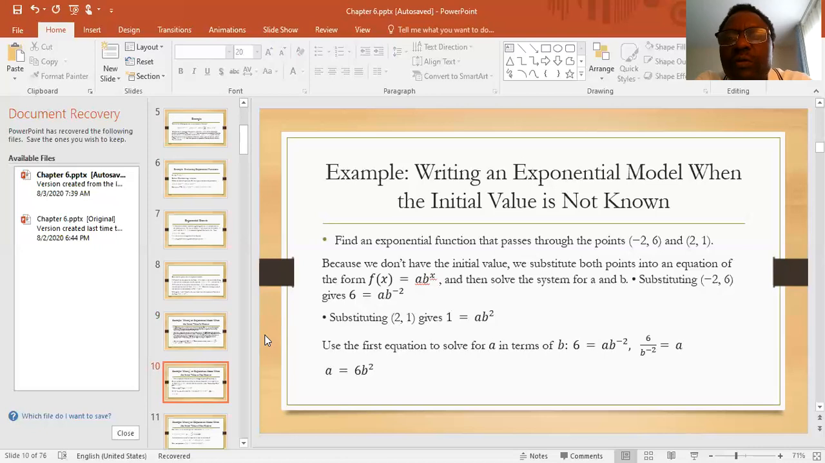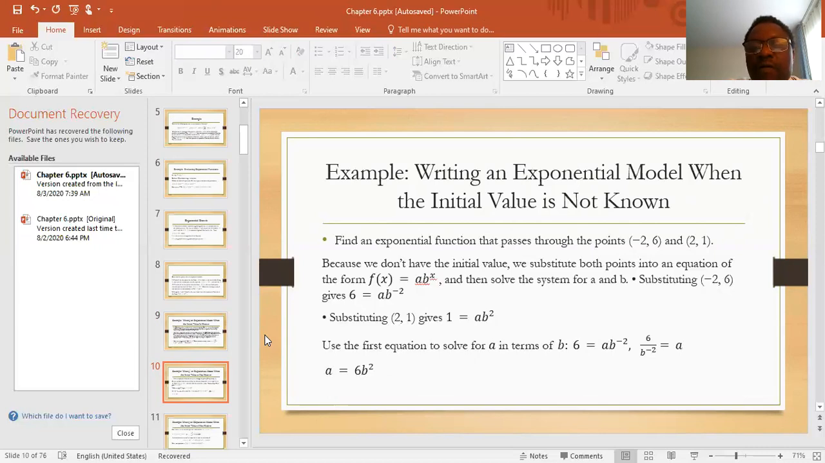Another example, writing an exponential model when the initial value is not known. In this case, the initial value is not known. We want to find an exponential function that passes through the points (-2, 6) and (2, 1). So we will fit both points into the equation.